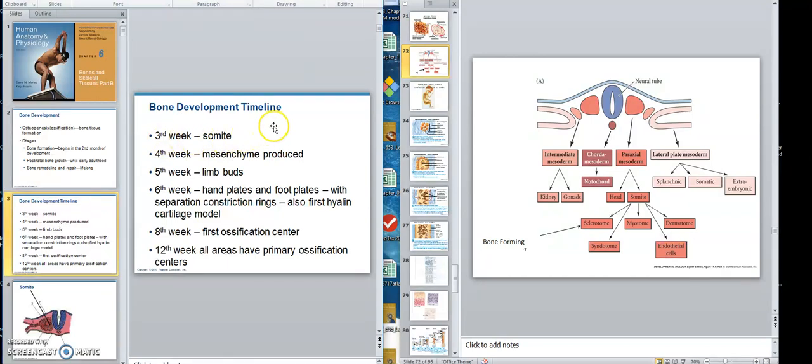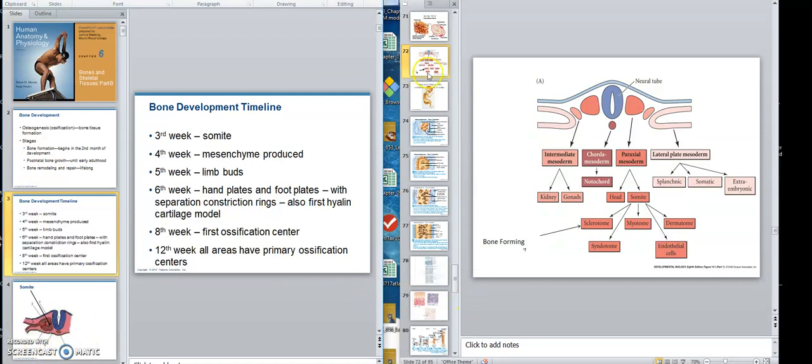Bone is a connective tissue, so it's going to be made from mesoderm, then mesenchyme. About the third week in this developing embryo, you'll see something called a somite. These are somites here. The fourth week, from the somites, you develop this mesenchyme. Then about the fifth week, you'll start to see limb buds. About the sixth week, hand plates and feet plates occur. And then about the eighth week, you'll start to see your first bone center.